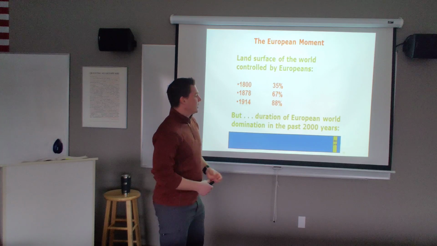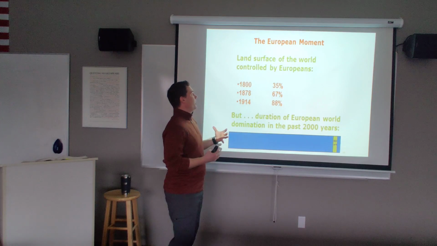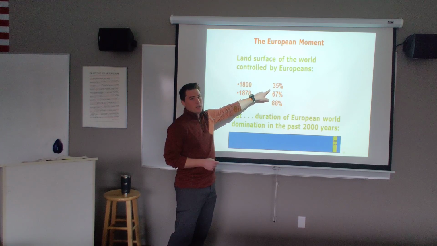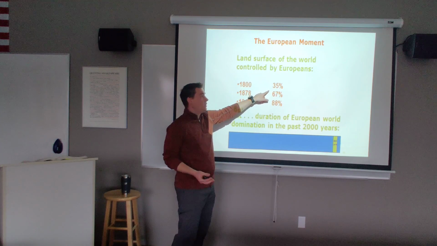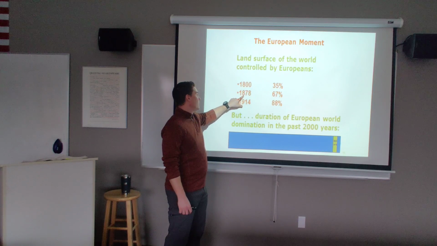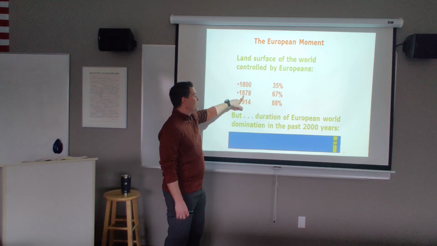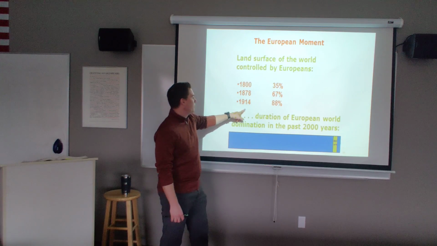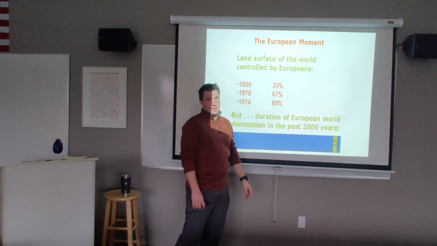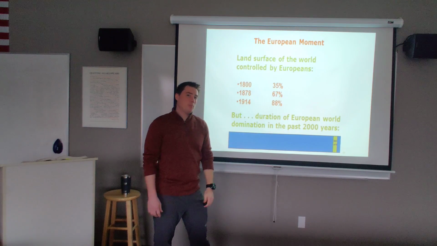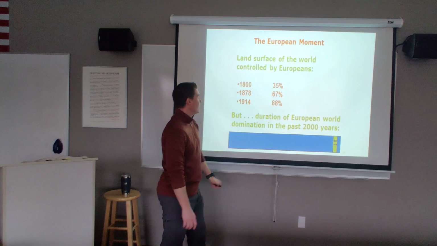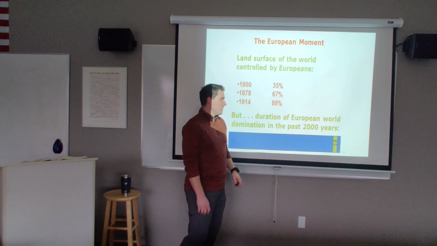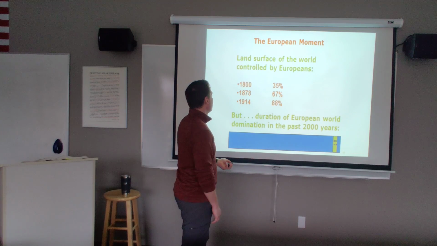Right? Look at the surface area of the world controlled by Europeans. 1800, 35%. Pretty, still substantial. A third of the world is under the thumb of Europeans. 1878, so almost a century later, doubles. Okay? 1914, half a century later, 88%. All right, over three quarters, almost 90% of the entire world is under European domination. That's incredible. That's incredible to think about.